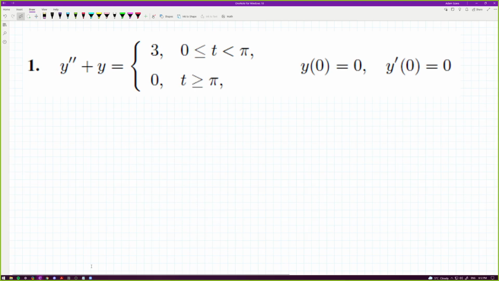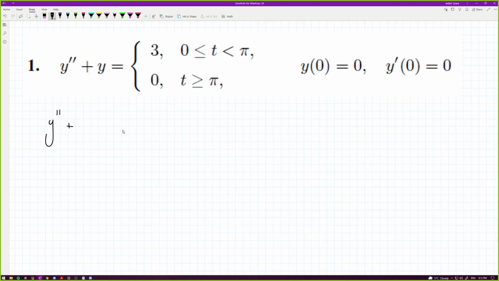So, did I start recording? Yeah, I did, good. So, first things first, we got to turn this piecewise function into a unit step function, like represent it using unit step functions. We could do it using just the definition of Laplace, but that would be a little bit troublesome. So let's try to do it just with a unit step function.